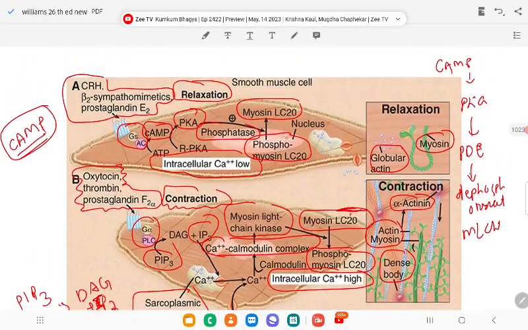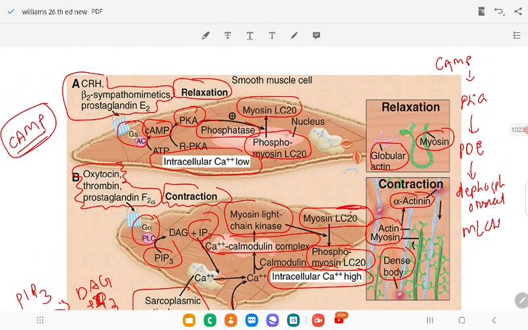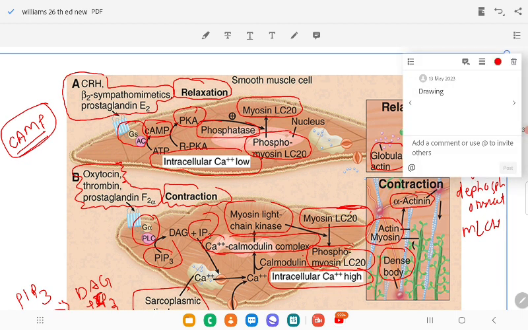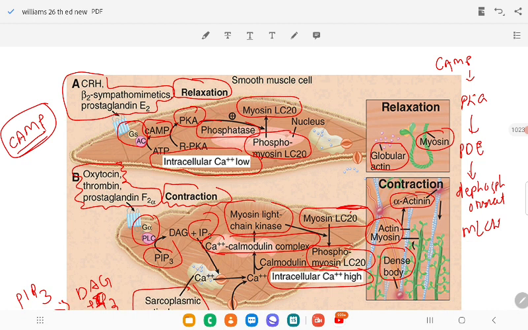Here, corticotropin releasing hormone, beta sympathomimetics, or prostaglandin E2 act through the G protein coupled receptor. What happens? The ATP is converted to cyclic AMP. The cyclic AMP activates protein kinase A in the smooth muscle that is in the relaxation phase. What is the mechanism? The corticotropin releasing hormone, beta sympathomimetic, and prostaglandin E2 bind to the G protein coupled receptor, and that converts ATP to cyclic AMP.